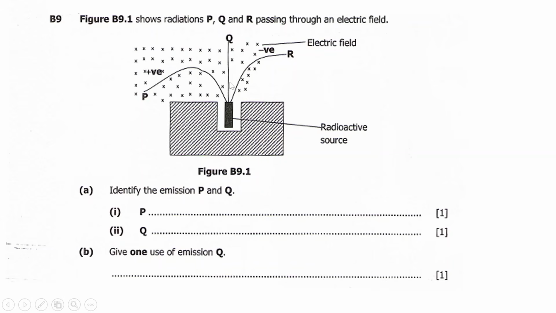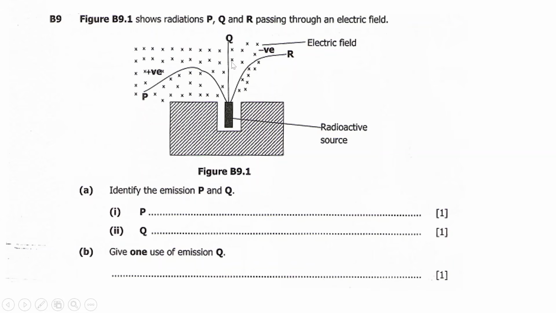By nature, in terms of charge, beta particles are negatively charged. Because they are negatively charged, they will go to the positive side of the electric field. So P is beta, because unlike charges attract, positive attracts negative. If this is a beta particle which is negative, it will definitely be attracted to the positive.